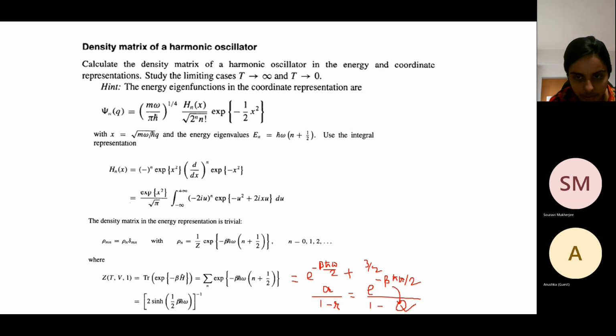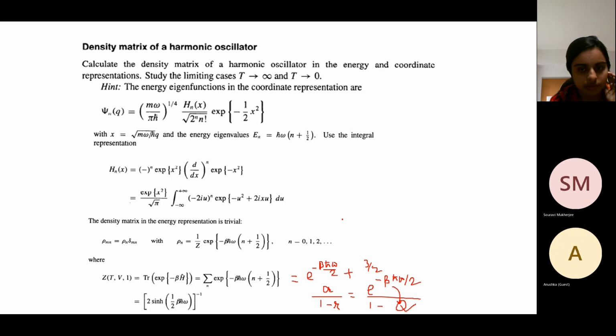So what you then do is divide the numerator and the denominator by e to the power minus beta h cut omega by 2. In the numerator it will become 1, and in the denominator you'll get e to the power beta h cut omega by 2 minus e to the power minus beta h cut omega by 2. And that is actually 2 sinh of beta h cut omega by 2, to the power minus 1 because it's in the denominator.